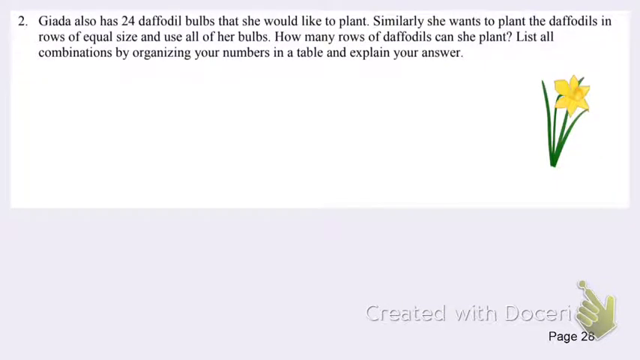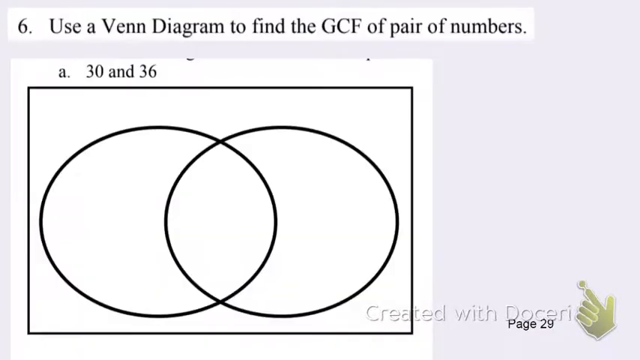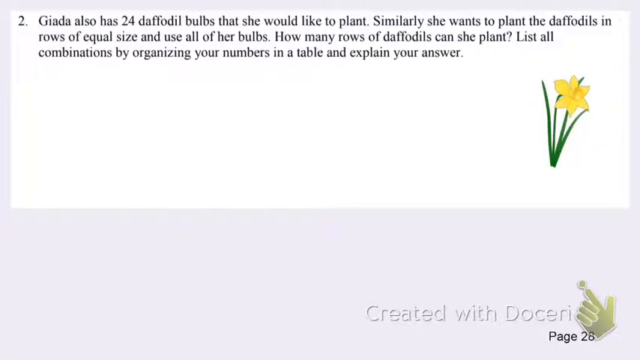All right, so we have another word problem. Let's read this one. Gideon also has 24 daffodil bulbs, so 24 bulbs, that she would like to plant. Similarly, she wants to plant the daffodils in rows of equal size and use all her bulbs. How many rows of daffodils can she plant? List all the combinations by organizing your numbers in a table and explain.